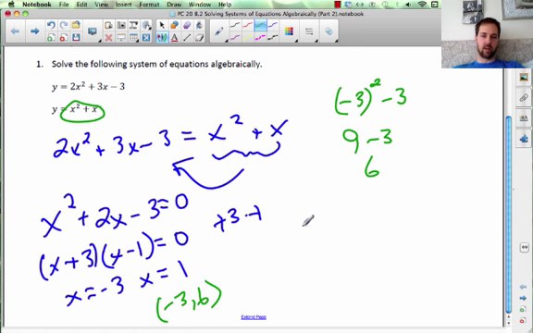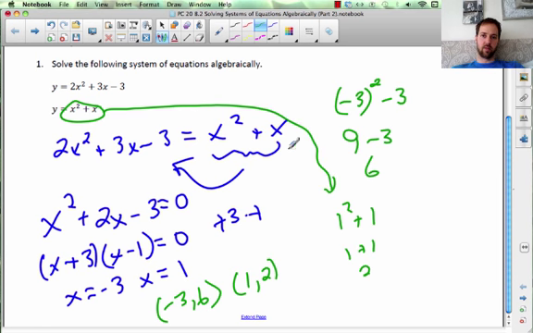Of course, we have to test x equals 1 as well. So we go 1 squared plus 1 equals 1 plus 1 equals 2. So our point is 1 and 2. And that just comes from plugging the values into this equation. You'd get the exact same thing if you plug them into the other one. So let's try with 1. 2 times 1 is 2. Plus 3 times 1 is 3. Minus 3. 3 minus 3 is 0. You end up with 2. Perfect.